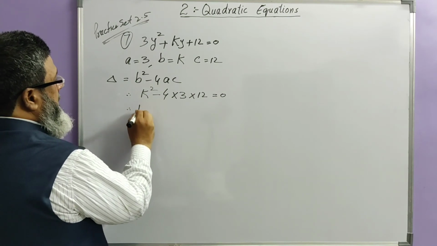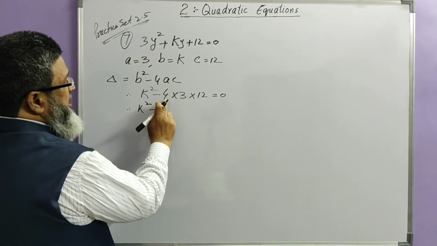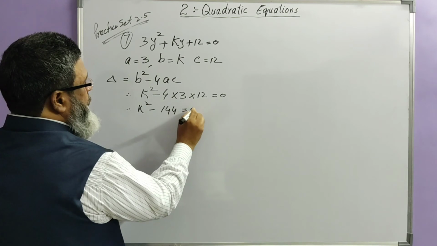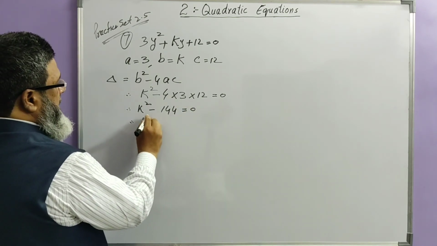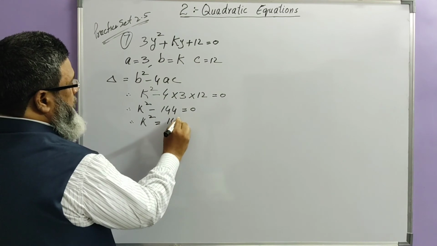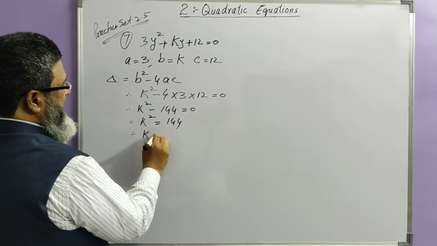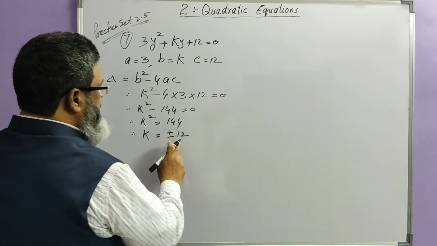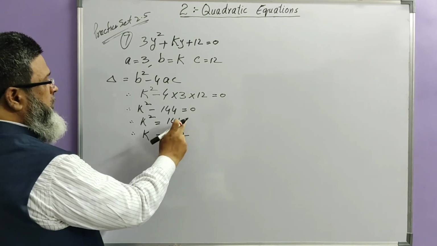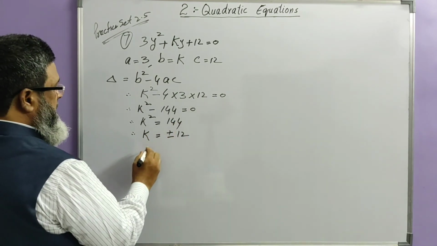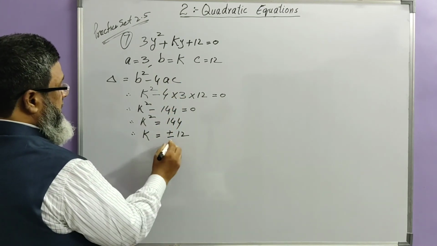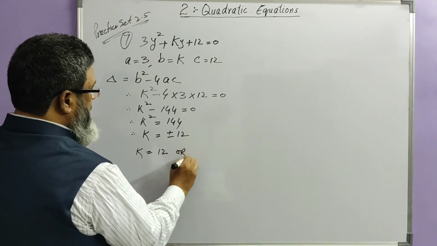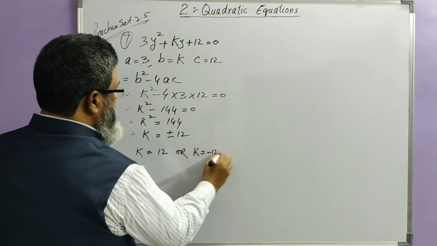So therefore k square minus 4 into 12, 12 threes are 36... k square minus 144 is equal to 0. Therefore k square is equal to 144. Therefore k is plus minus 12. What is plus minus 12? Because square root of 144 is plus 12 and minus 12. So the roots are k is equal to either 12 or k is equal to minus 12.